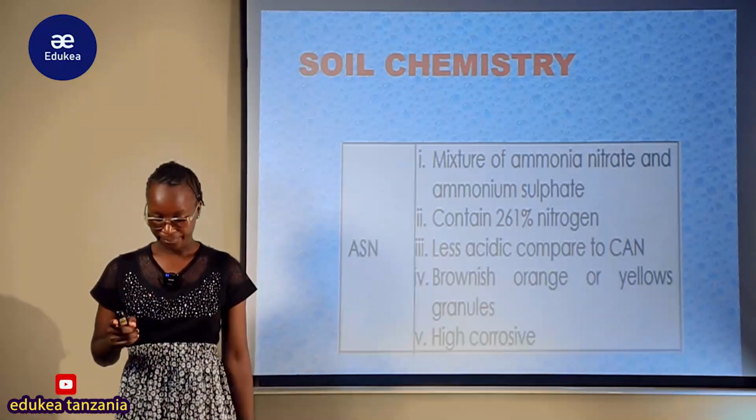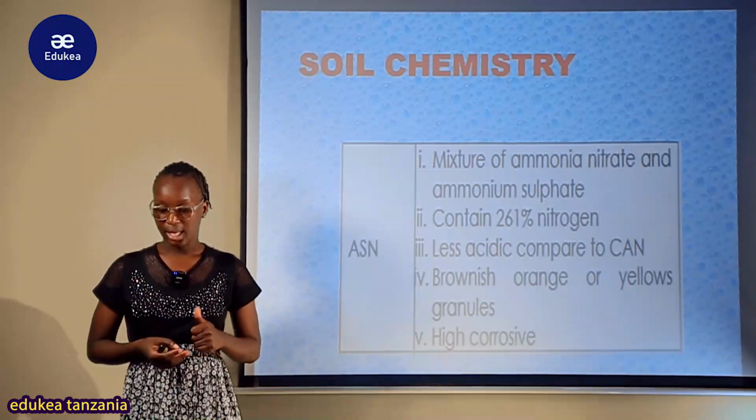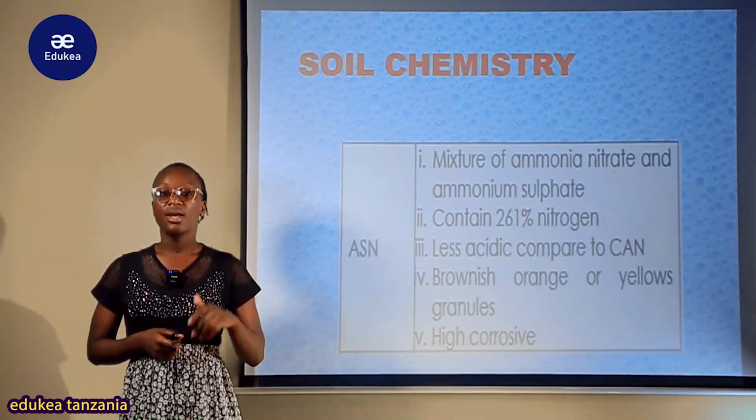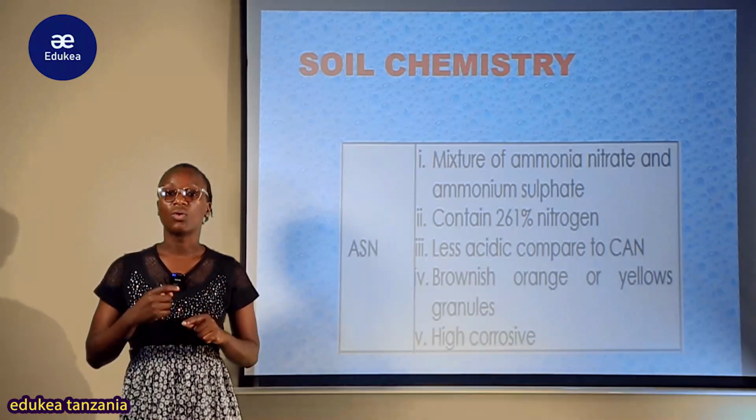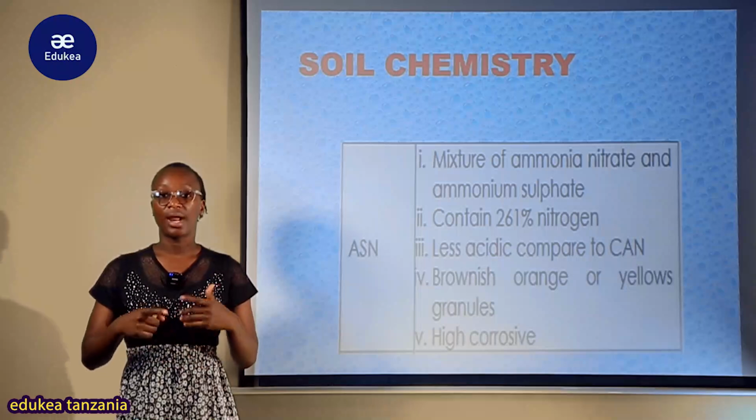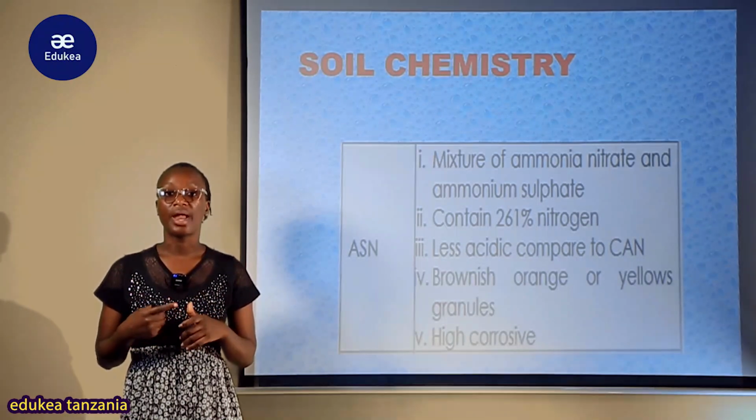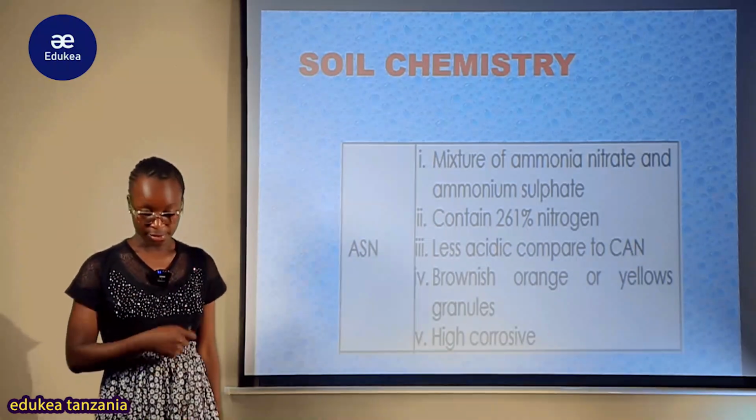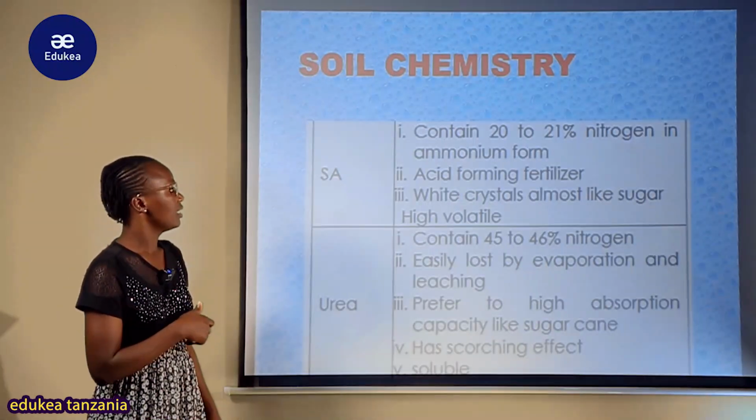Tuliona kwenye calcium nitrate zenyewe ni non-corrosive. Kumbe hii ammonium sulfate nitrate yenyewe ni very corrosive, ina ile corrosive content kubwa. For instance, ikispill kwenye skin inaenda kucorrode your skin, inaenda kudamage your skin kwa sababu ina hii high corrosive power.